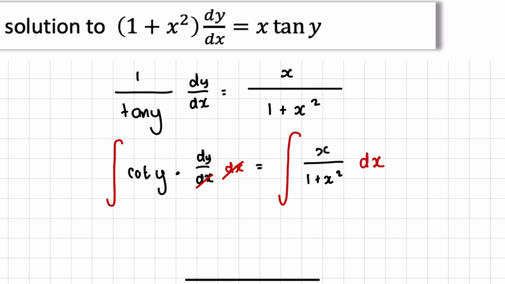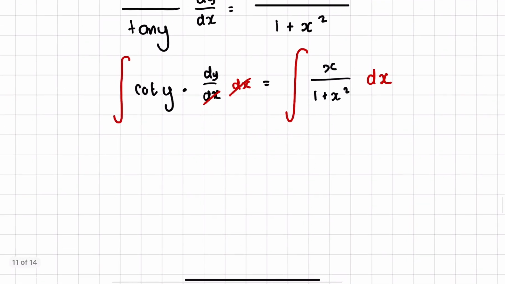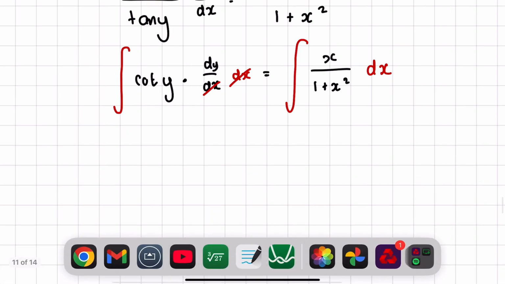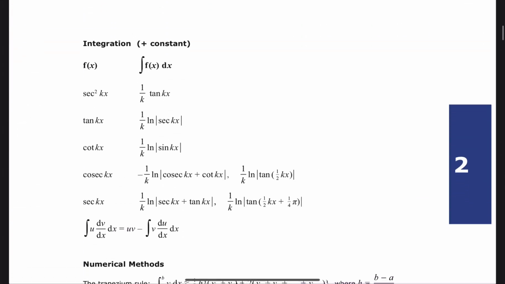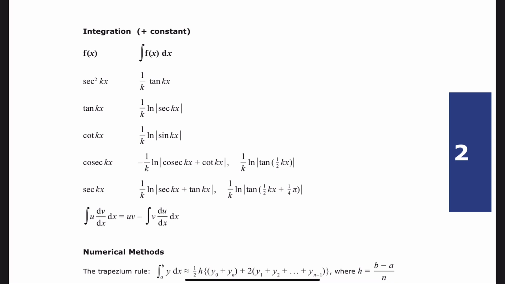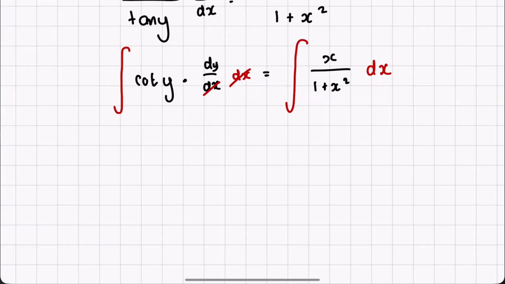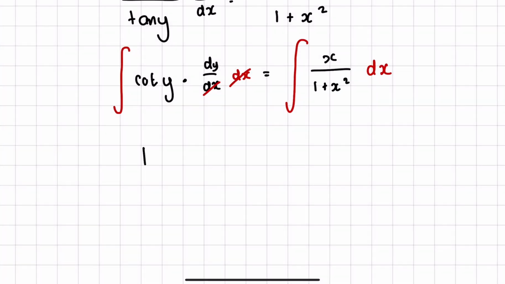So lovely, we can now play along with this. I want the integral of cot y. Let's have a look in the formula book. We got it here. So the integral of cot y is natural log of sine y. Lovely. So now we've got natural log sine of y. It would technically be plus c, but we're going to get that on both sides.